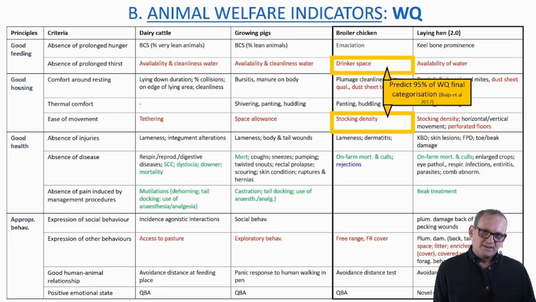If only drinker space and stocking density can predict with 95% accuracy the overall welfare categorization, there's hardly any reason why a trained auditor should still visit a broiler farm and conduct the entire Welfare Quality protocol in order to assess the welfare. It would suffice simply to phone the farmer and get information about drinker space and stocking density, and then the overall welfare categorization could be predicted with high accuracy. And that doesn't seem to make sense.